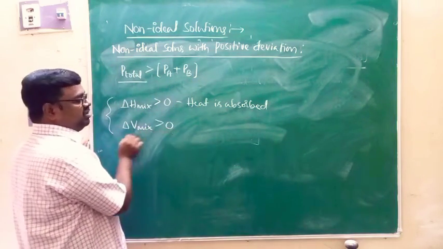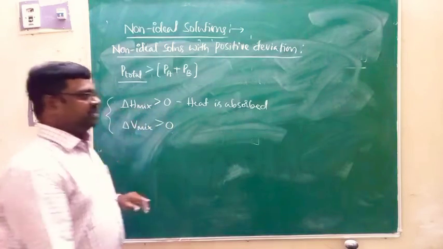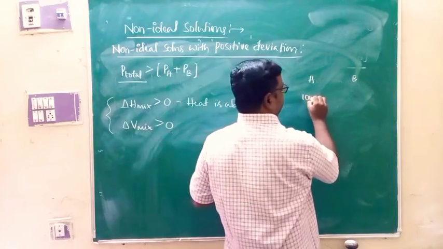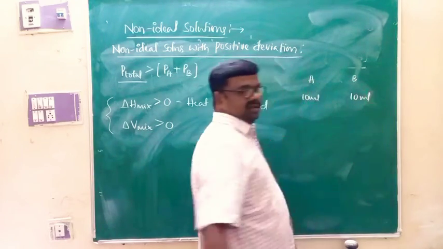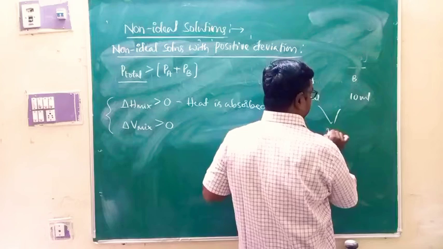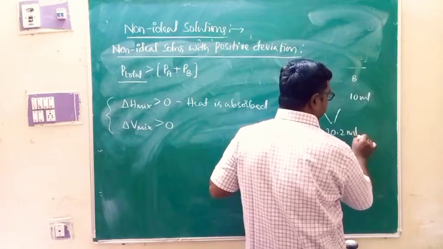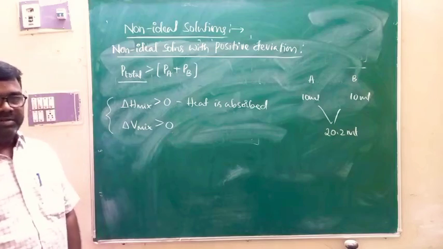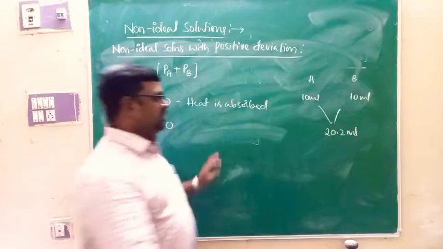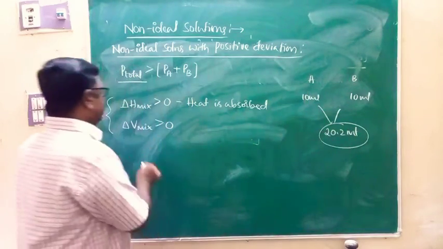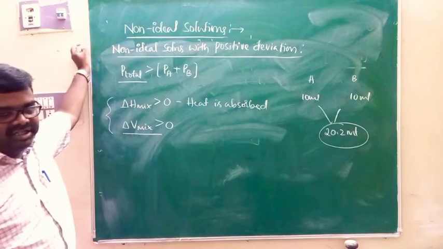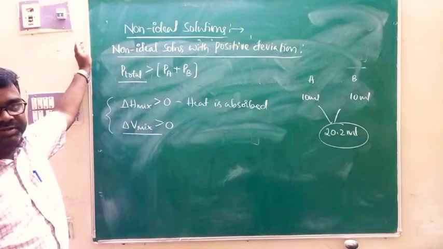Here, when two solutions are mixed, the total volume of solution changes. For example, if I take liquid A and B equally, 10 ml of A and 10 ml of B, the total volume of the liquids will be 20 ml before mixing. After mixing, the volume of solution becomes 20.2 ml, or 20.3 ml, or 20.4 ml. That means the total volume of solution increases. Therefore, delta V of mixing is greater than 0 in the case of non-ideal solutions with positive deviation.